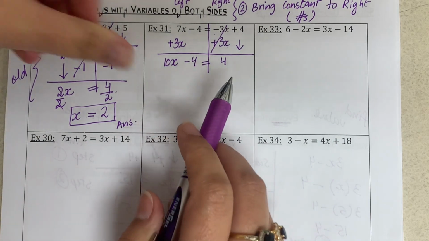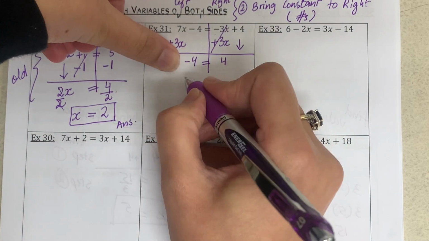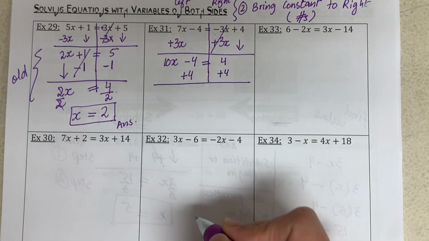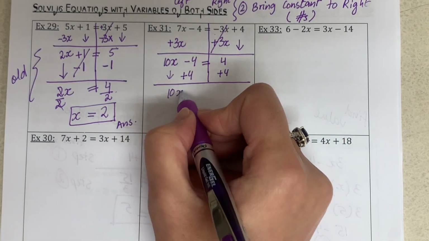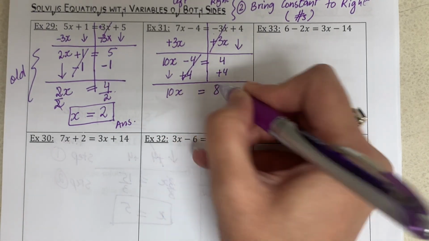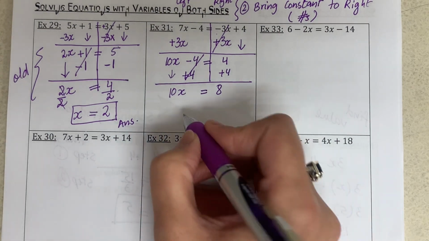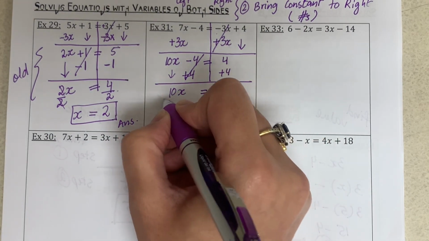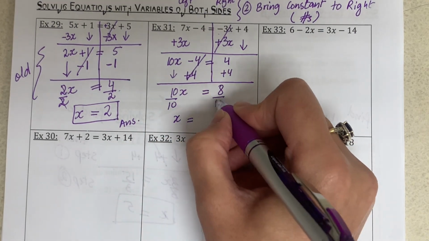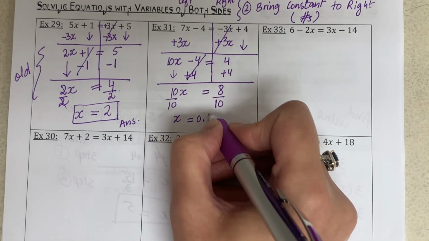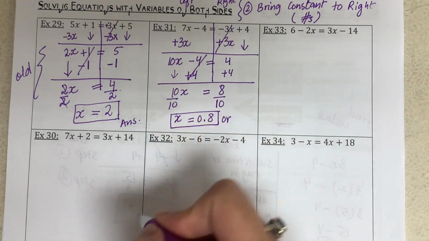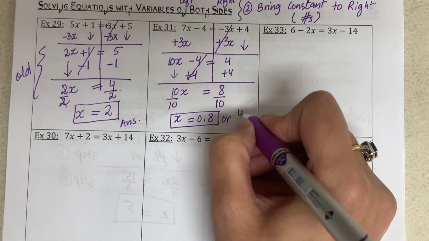Next step, you need the x. So this, do the opposite, which is plus 4 here, plus 4 here. Draw the line. Bring the 10x down. Negative 4 plus 4 is 0. Cross it out. Equal sign. 4 plus 4 is 8. 10 times x equals 8. Divide by 10 on both sides. X is equal to 8 divided by 10, which is 0.8. And I'm just going to write as a fraction. Sorry, decimal. Or I can simplify as a fraction, which is 4/5.